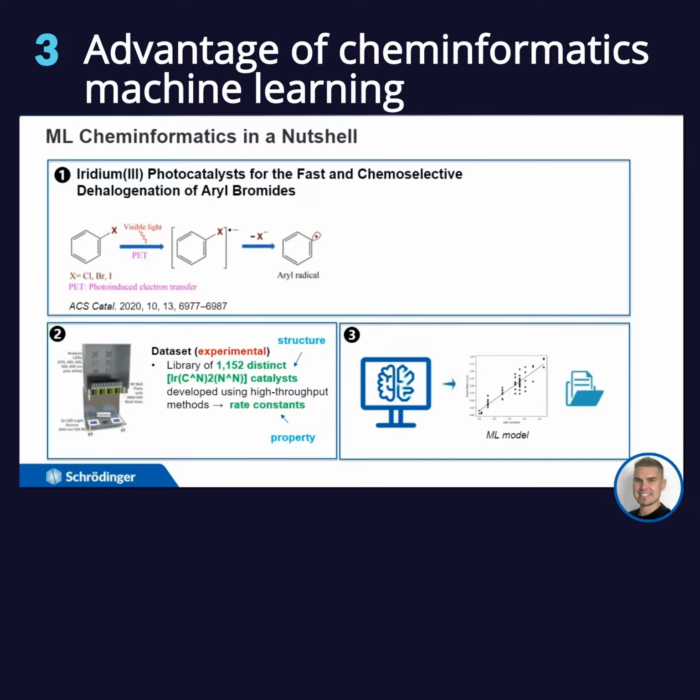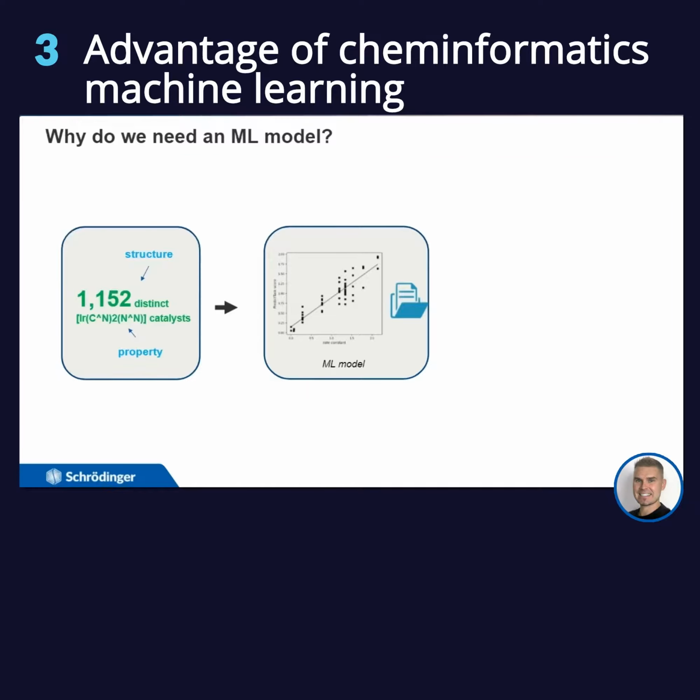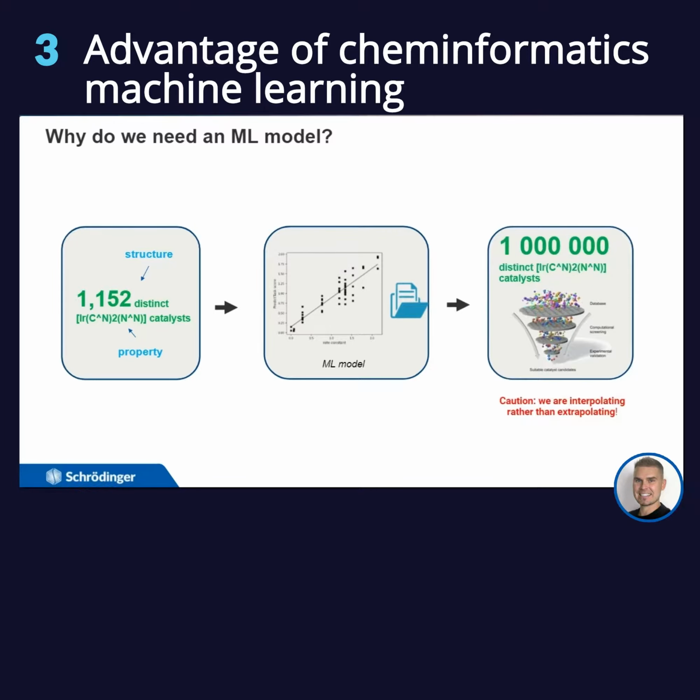Now that you have an ML model, what shall you do with it? Remember that the model was created from 1,152 distinct catalyst structures, but what if you want to evaluate those catalysts that are not present in the initial list? Let's imagine we come up with 1 million possible structures as an example. The available ML model will allow us to predict the property for any given structure from this 1 million set. And this is the whole idea of ML cheminformatics.